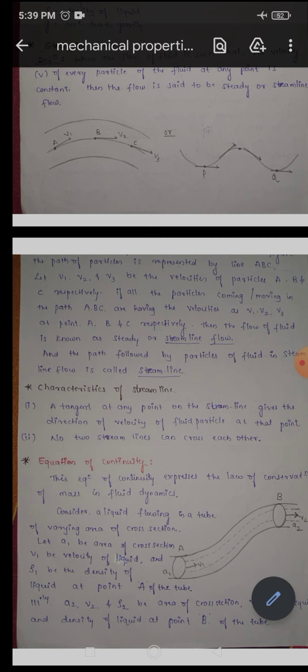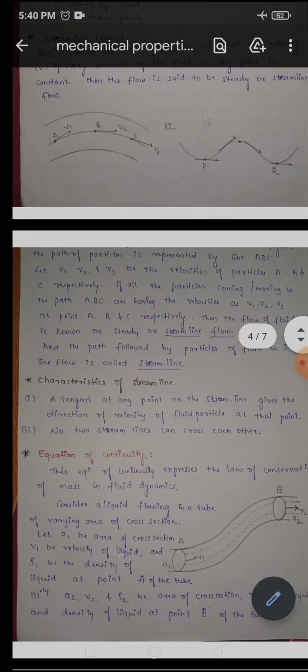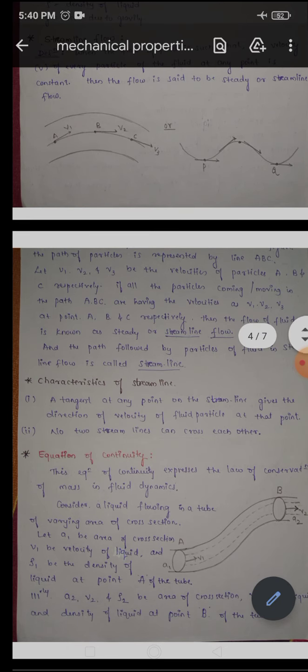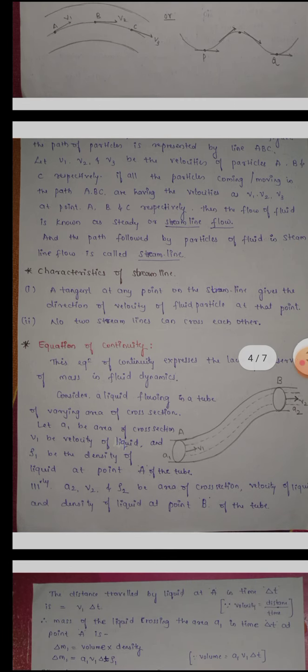If we have more than one direction of motion, then what happens? Then there will not be a steady flowing motion of the particles or fluid. The particles would have more than one direction of motion, which is not possible in the case of streamline flow. So that's why no two streamlines can cross each other. These are the characteristics of a streamline.